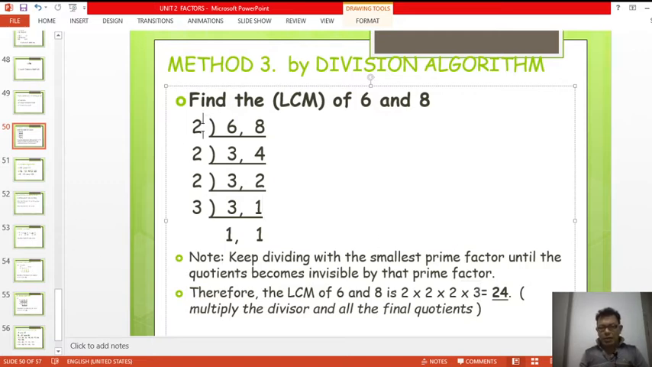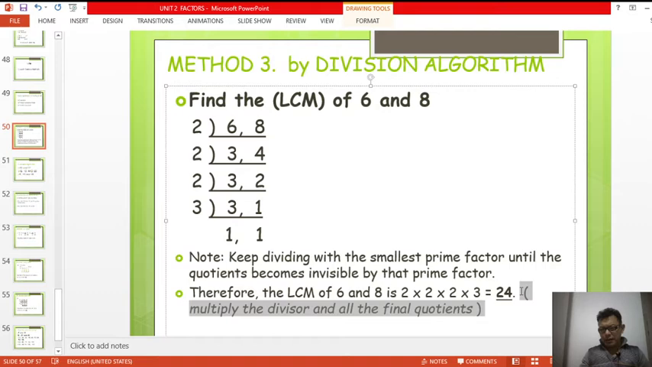So here we got 2 times 2, times 2, times 2, times 3. Then you get the product, and that is your LCM. So here we have 2 times 2 is 4, 4 times 2 is 8, 8 times 3 is 24. Meaning that is your answer. 24 is the answer.